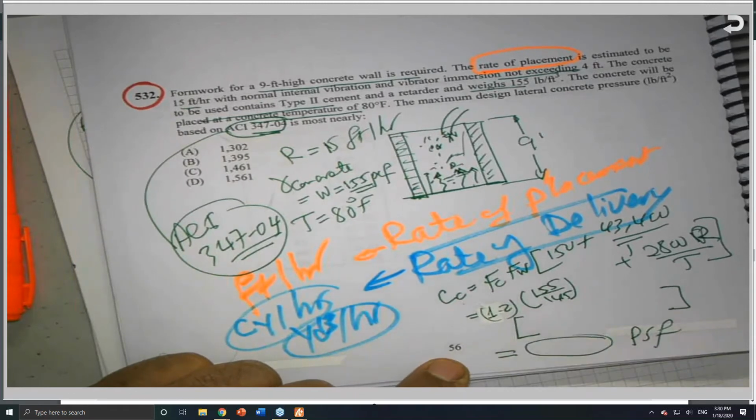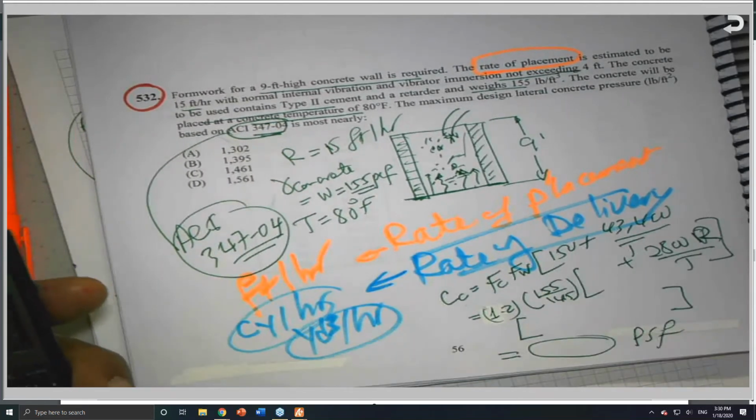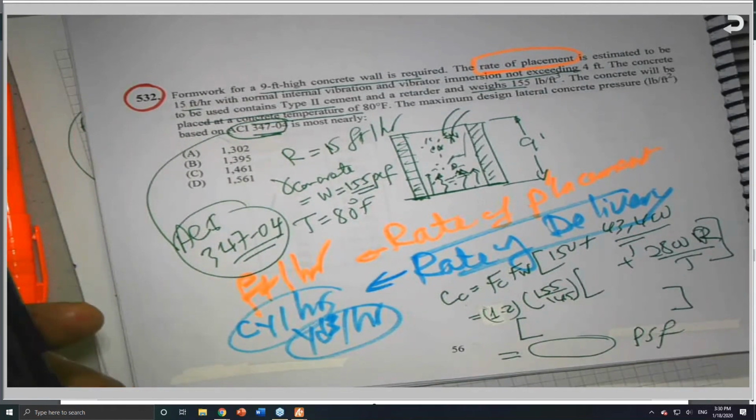Anybody come up with an answer here? Can you review your number one more time? It is 150, so it is 43,500 divided by the temperature, which is 80, plus 2,800 times 15 times 80 divided, and then add 150, and we'll multiply this by 155 over 145 times 1.2. I got a number that is different from the news, my friend. Yeah, I got 1561. That's what I got.